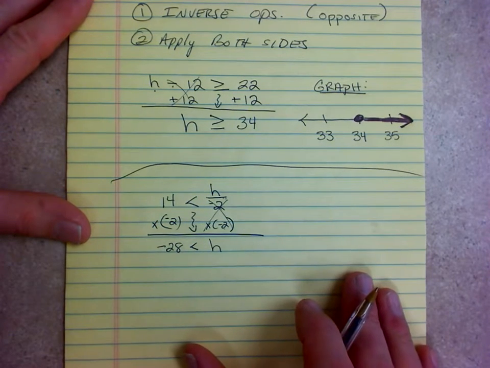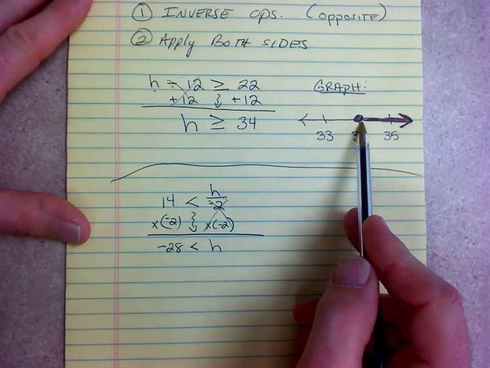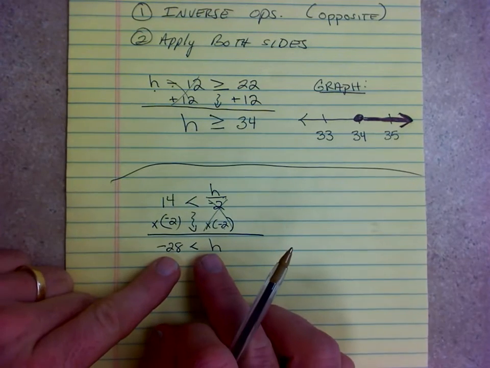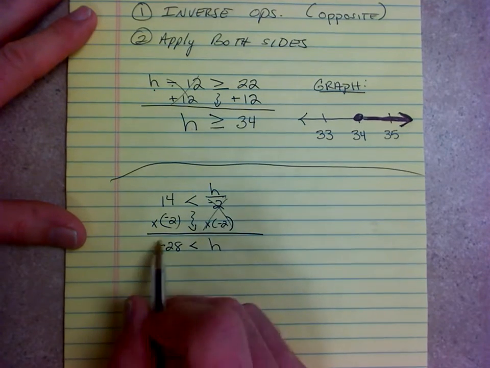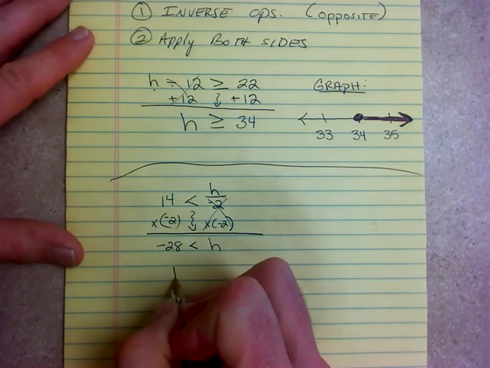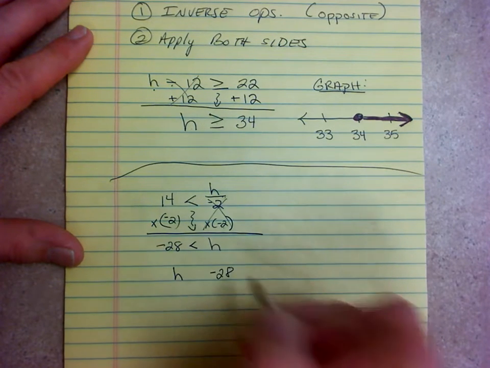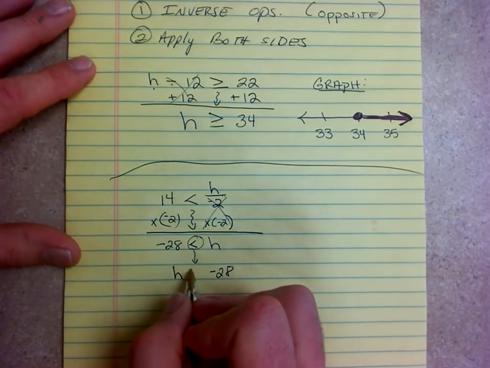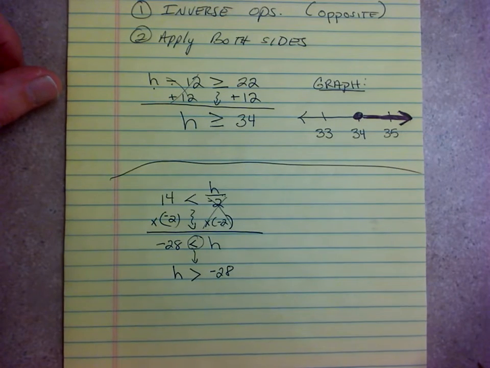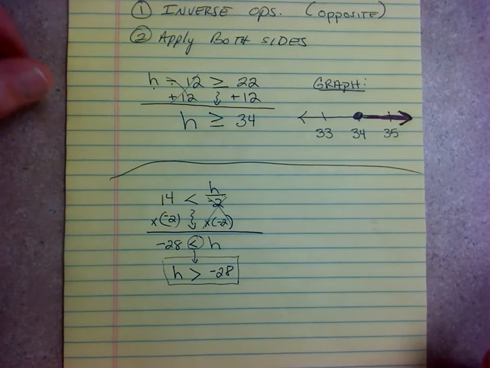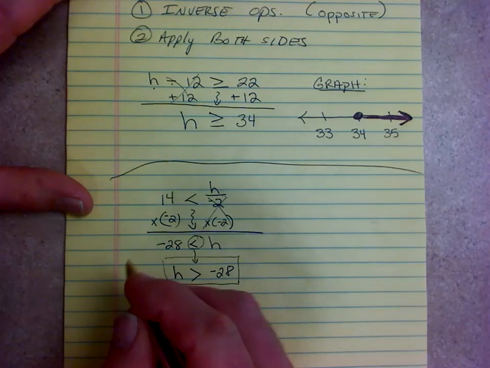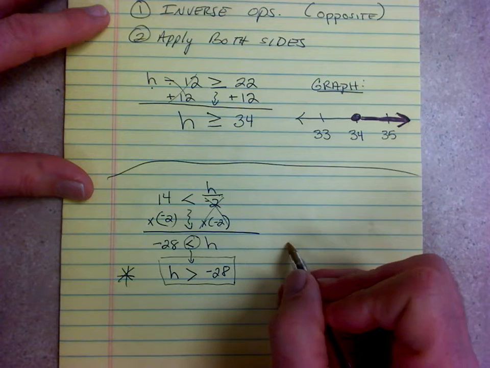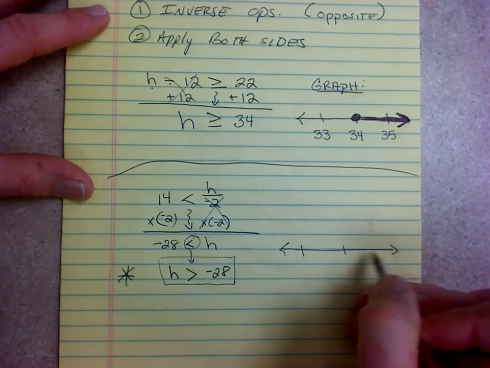Now, what we talked about is it's much easier to build this graph if the variable is first. If you notice here, we've got the variable after. So all we need to do is a simple rewrite and just flip all this around. We're going to put the h first, and we're going to put the negative 28 over here. Now we have to be careful. If we flip these around, we need to make sure we flip our inequality as well. That's the one stressor right there. If you flip anything around, that is going to flip your inequality symbol. And now we just need to graph h is greater than negative 28.